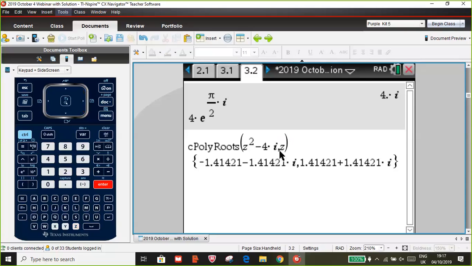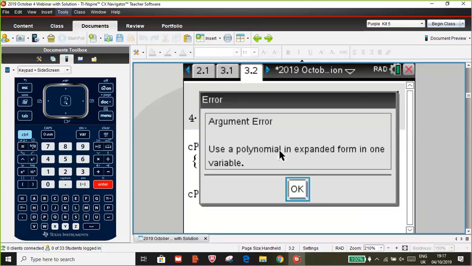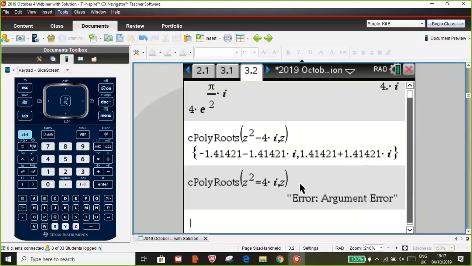Now, if you try doing an equal sign, just to show you, thinking that we are trying to solve an equation using this, you get an argument error. So this is something to take note. We are not doing Nsolve here, therefore we cannot use an equal sign.